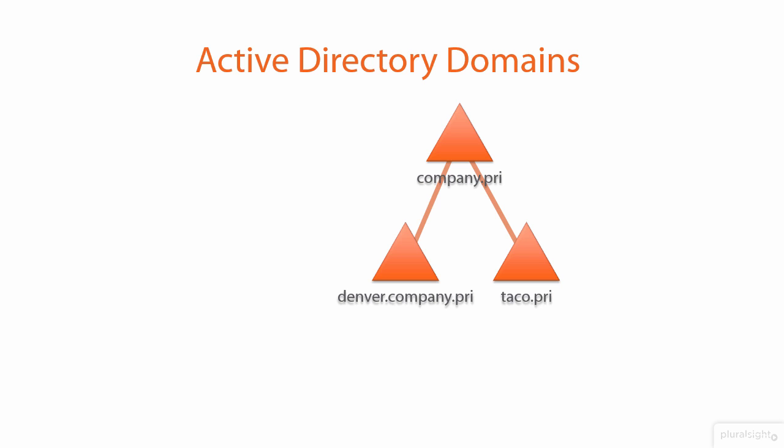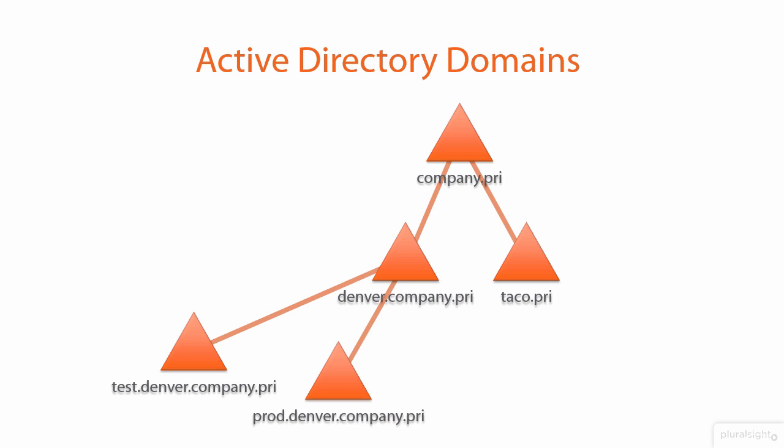Domains also needn't necessarily be just a single layer deep. We can have multiple layers of different domains. So test.denver.company.pri and production.denver.company.pri. And I can even go non-contiguous into my subdomains as well. So taco.pri and burrito.com needn't necessarily be organized with each other except to be in a completely different branch of the tree.